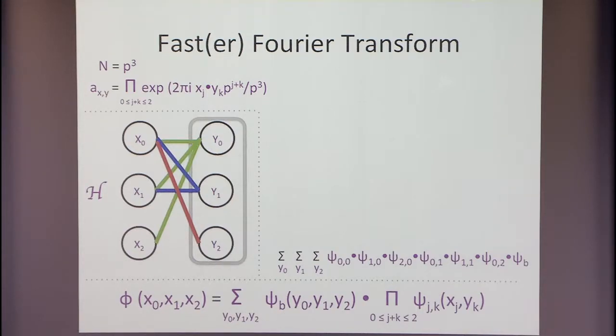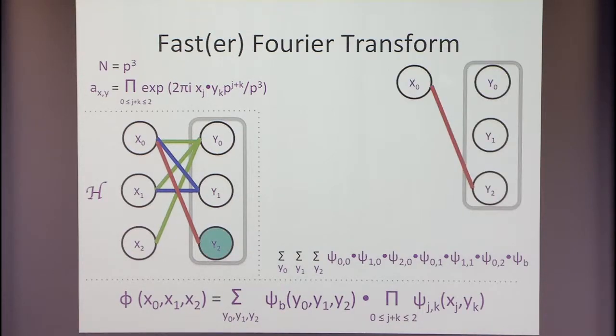Okay. So let's look at, say, the variable y2. It only participates in these two factors. So what that essentially means is all of the factors that are over here are independent of y2. So I can push the sum in. So this is an equivalent formulation. And now the idea is I'll compute this partial sum first.